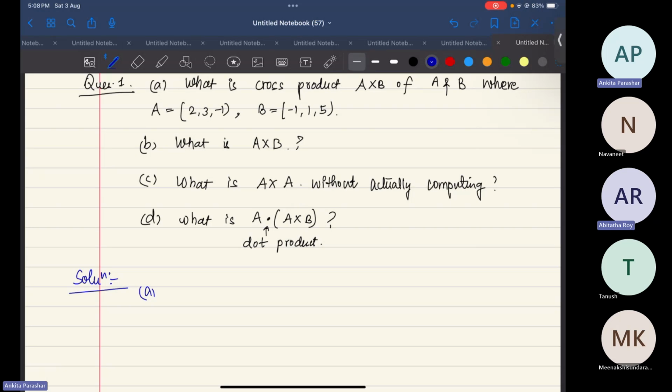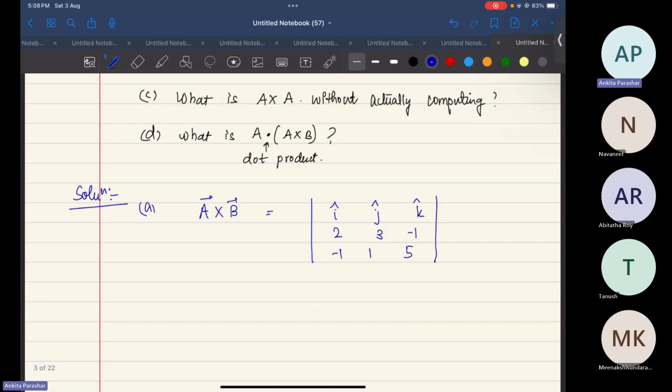The answer would be 16, minus 9, and 5. And how would you do that? Answer is correct. Yeah, we use a determinant, and the first row would consist of i cap, j cap, and k cap. The second row would have the first vector, and the third row would have the second vector, just the coordinate values.